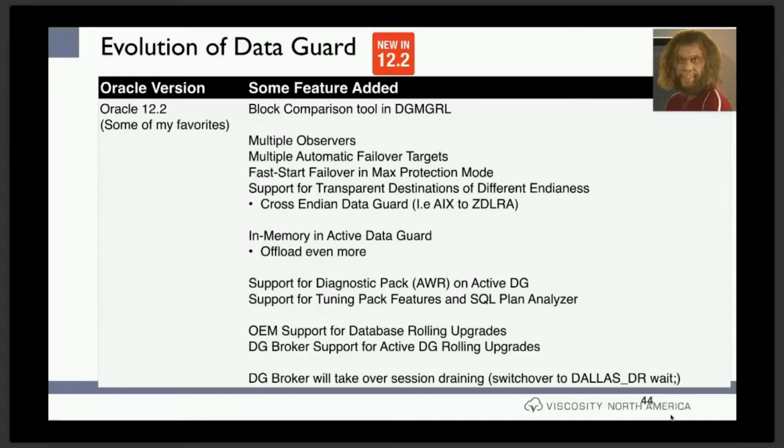Also, from an in-memory perspective, I can have a different in-memory configuration for my Active Data Guard. So I could offload even more reports leveraging Active Data Guard. I can have one group of tables that are in memory on my primary, and a different group of tables that are in memory for my standby. For those who are leveraging pluggable databases, you can now do AWR at the PDB level. Also, if I'm leveraging Active Data Guard, I can use the Diagnostic Pack and Tuning Pack on my Active Data Guard instance as well.